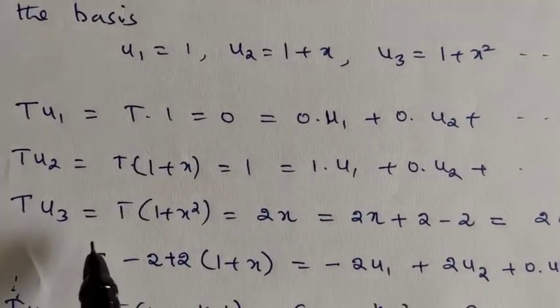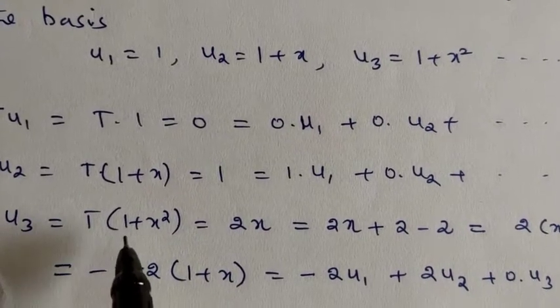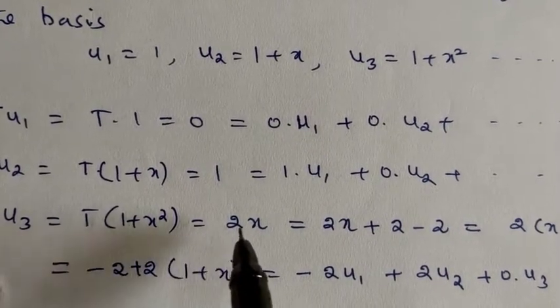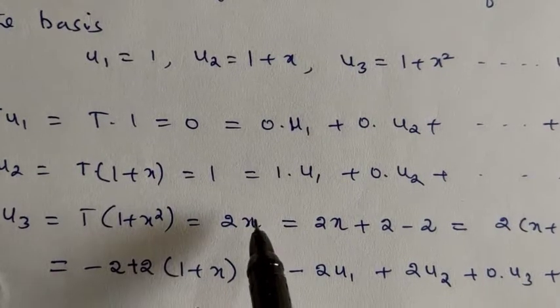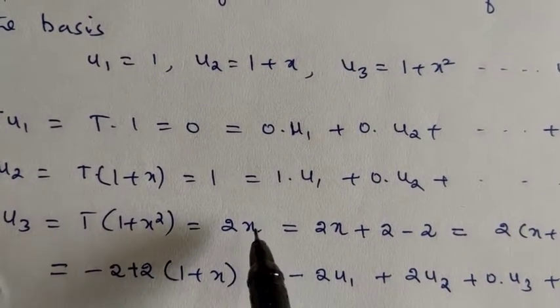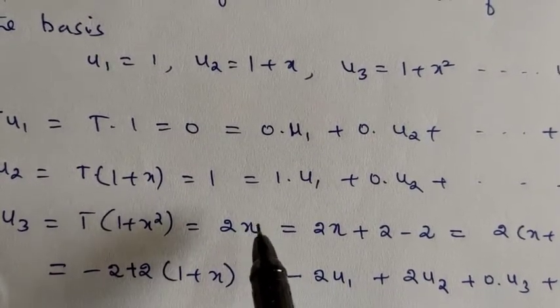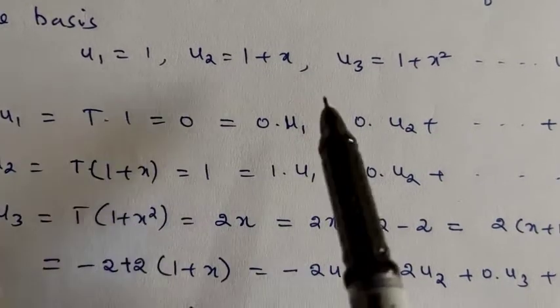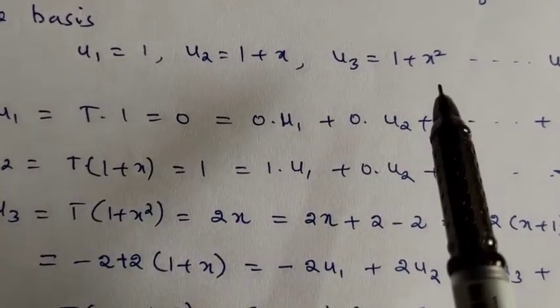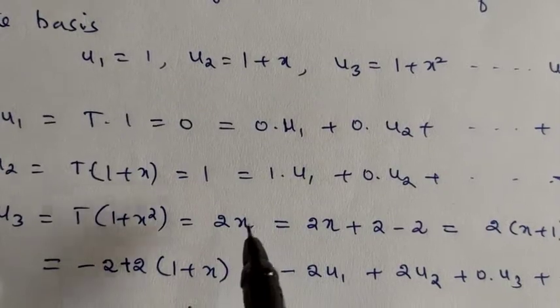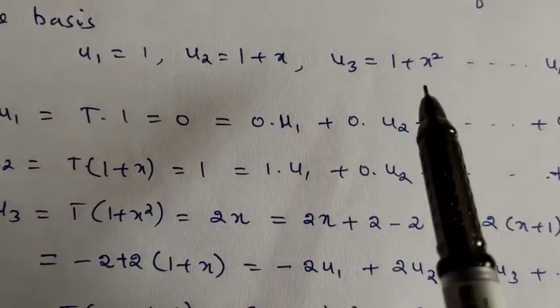Next, come to here. T of U3. T of U3 is what? T of 1 plus x square. T of 1 plus x square is 2x. Now the basis elements are not of the standard form. 2x, it is not like 1 plus x. The basis elements are 1, 1 plus x, 1 plus x square. So we need to write 2x in this form only, linear combination of this form only.